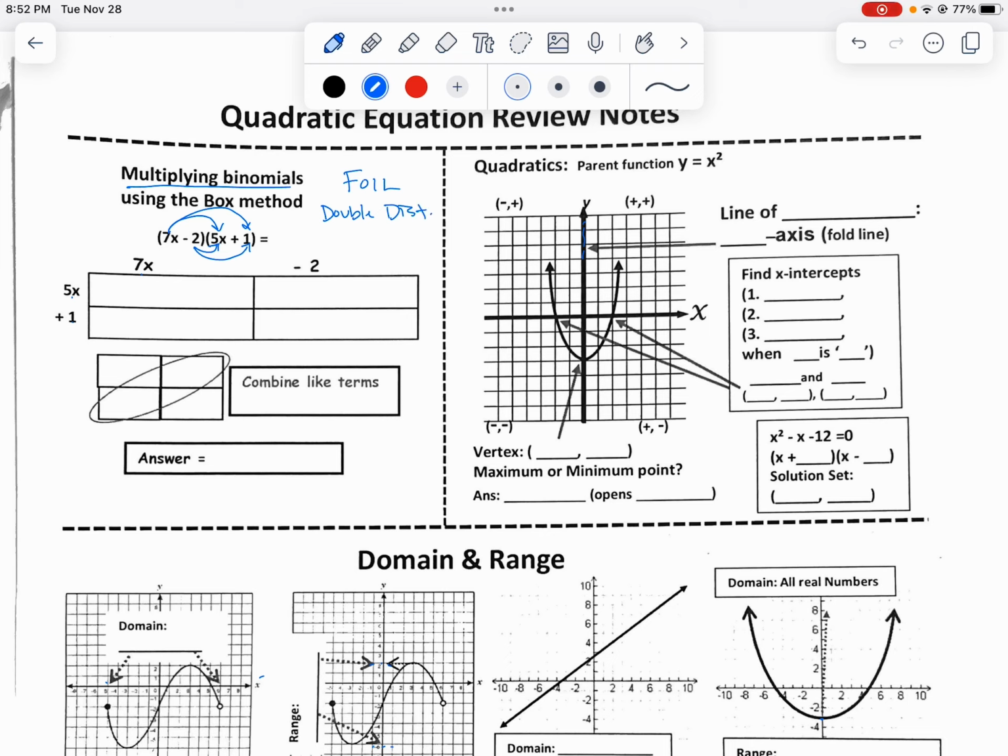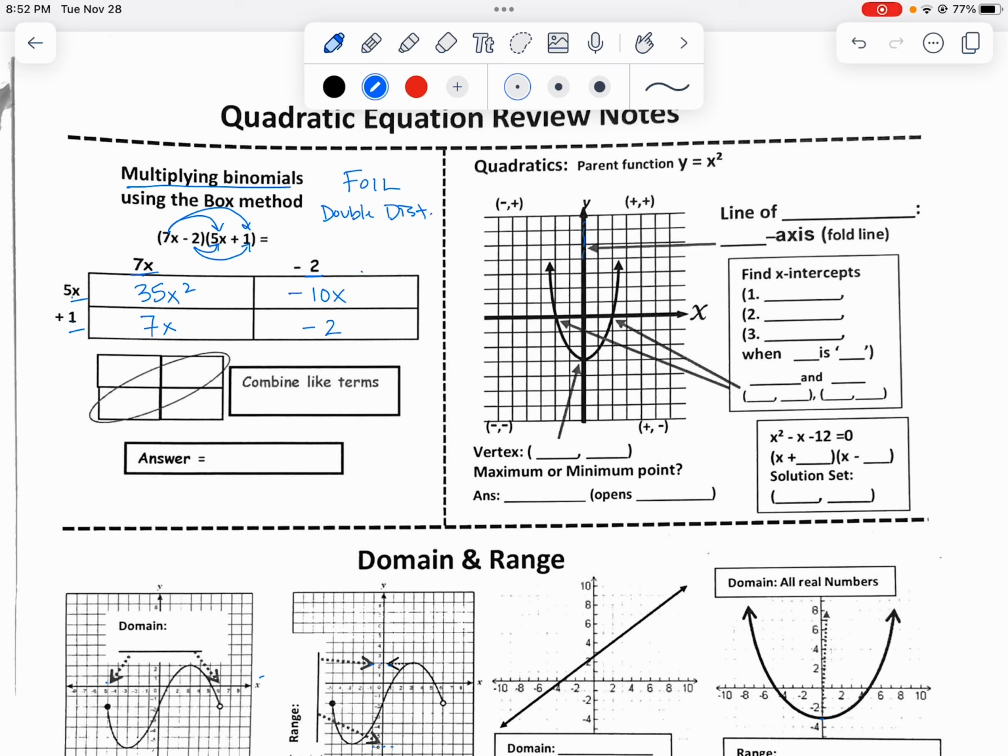And then the third idea is using this box method where I separate the terms of the binomial, 7x minus 2, and 5x plus 1 of the second binomial. And I'm just going to multiply everything that's in the first row and the first column, and the second row and the second column. So I get 35x squared minus 10x plus 7x, and then minus 2.